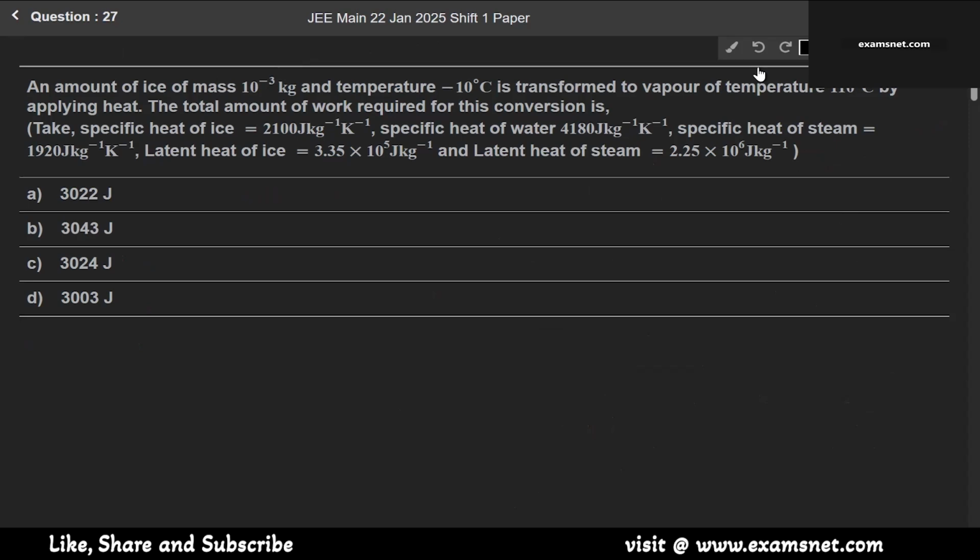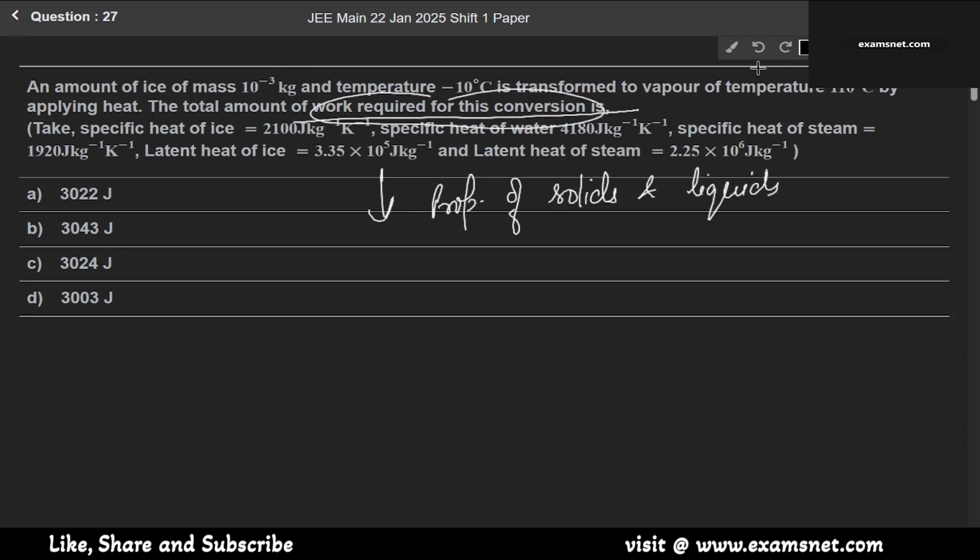Question 27. An amount of ice of mass 10 to the power minus 3 kg and temperature minus 10 degrees Celsius is transformed to vapor of temperature 110 degrees Celsius by applying heat. Find the total amount of work required for this conversion. First of all, this question is from the chapter of properties of solids and liquids. We are asked to find the work required for this conversion, and we are given the specific heat of ice, water and steam, and the latent heat of ice and latent heat of steam.